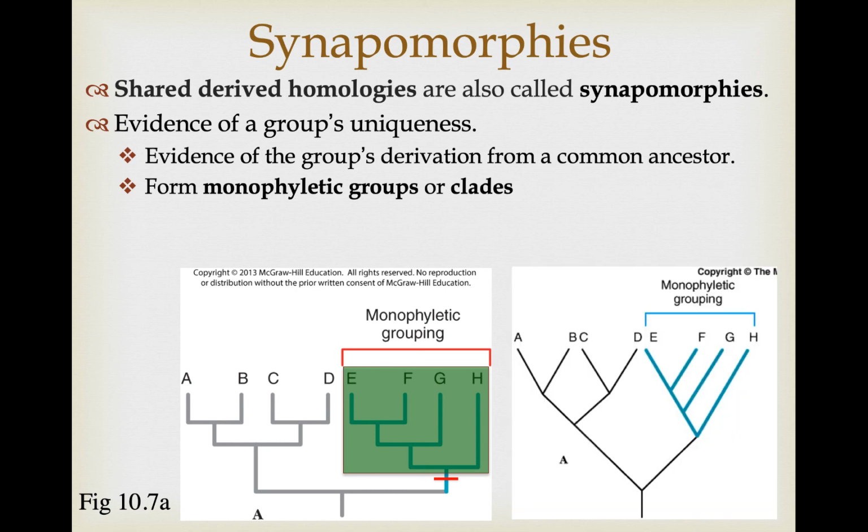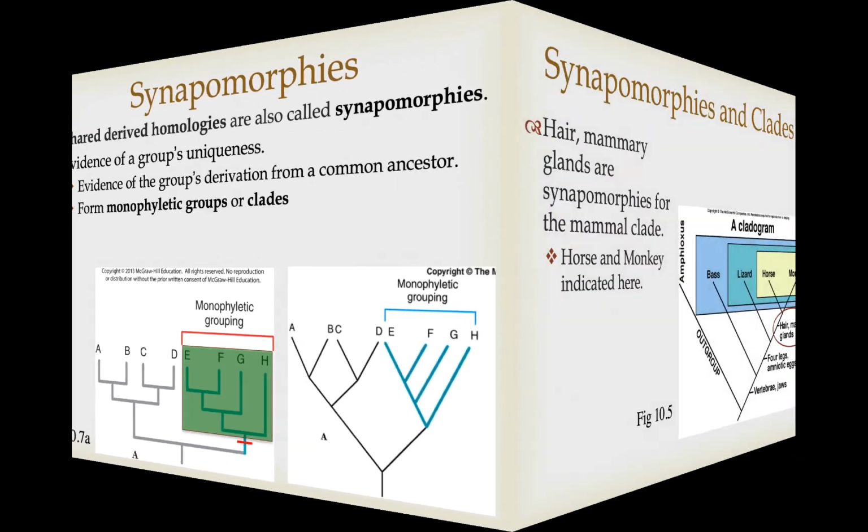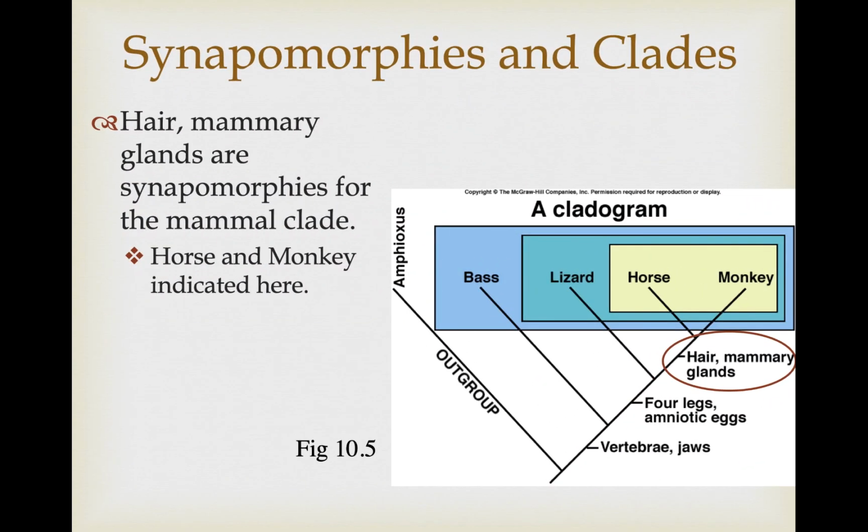Now there's another way of drawing phylogenetic trees. Instead of drawing them in these bracket forms, sometimes they're drawn in triangles that fit within each other. I like this form better, but the one on the left is typically more commonly seen in papers and books. So again, let's go through some examples of synapomorphies or shared derived homologies and the clades or monophyletic groups that they support. Again, if you just had these organisms up here, an Amphioxus, a bass, a lizard, a horse, and a monkey, you'd say, okay, what are some of the characters that I can use to decide which of these organisms are more closely related to each other?